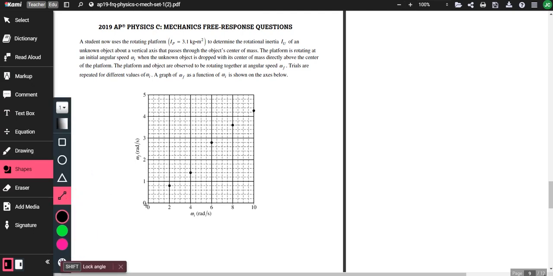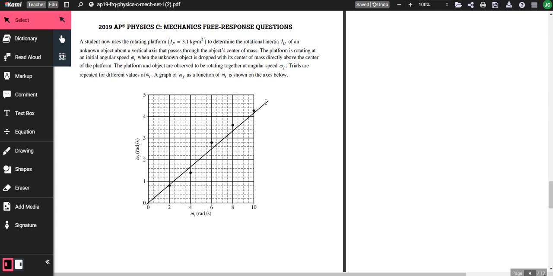The line of best fit's easy. It's going to look like this. Yeah, I guess that's good enough. I have some points above, some points below. Might actually want to tilt this a little bit. There we go.